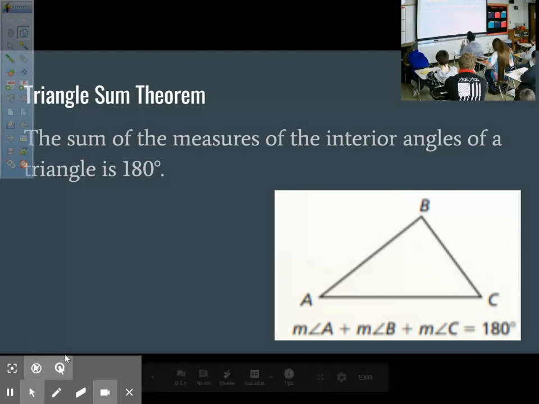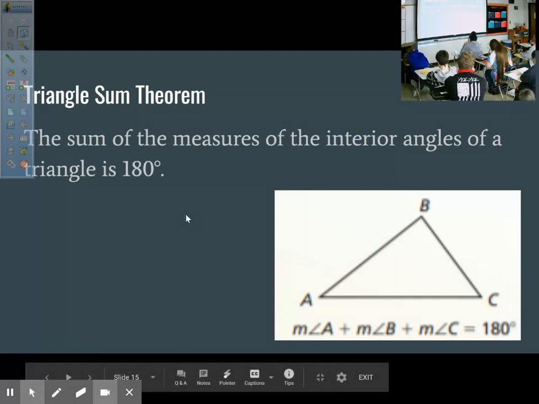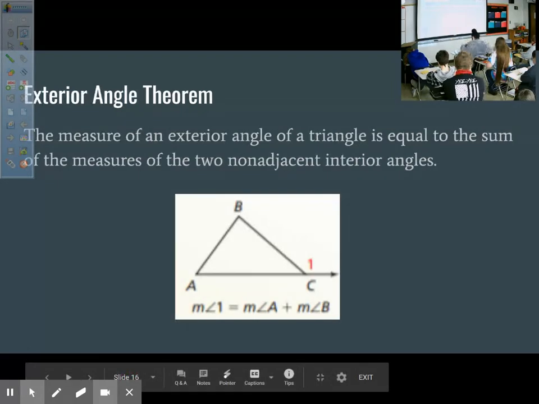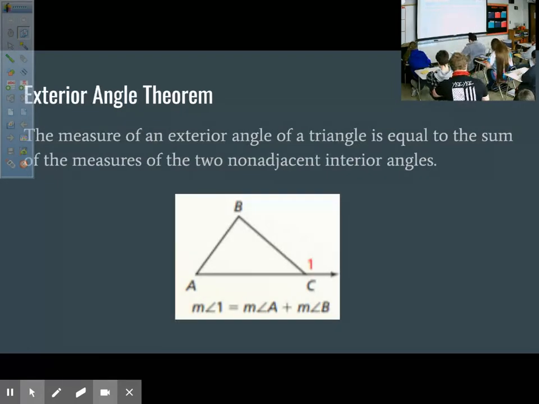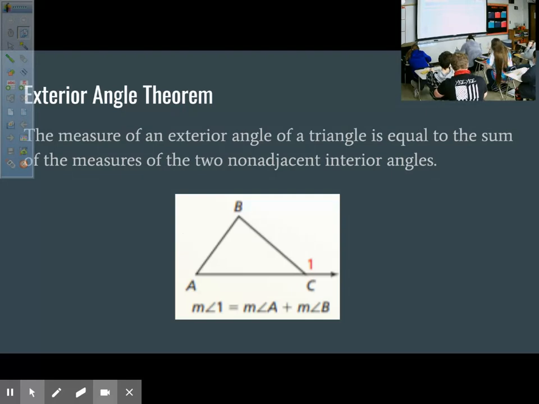Alright, the next theorem we're going to need is the exterior angle theorem. And you need to write down the definition first over on the left. Wait, do we not do any coloring on that one? No, you just have to write the formula down. The measure of an exterior angle of a triangle is equal to the sum of the measures of the two non-adjacent interior angles. Alright, so I'll give you a moment to copy that down before I explain what that one means.